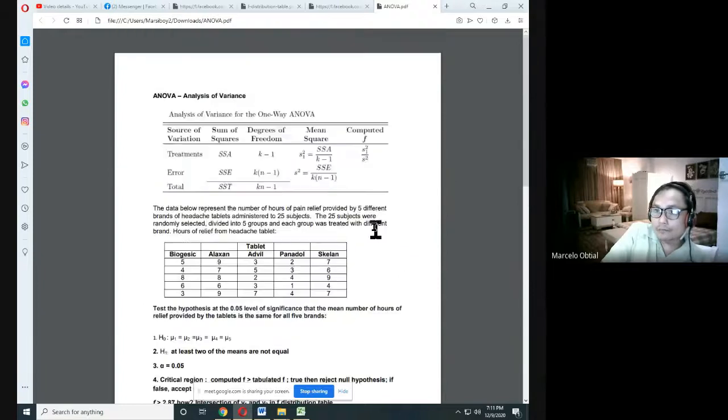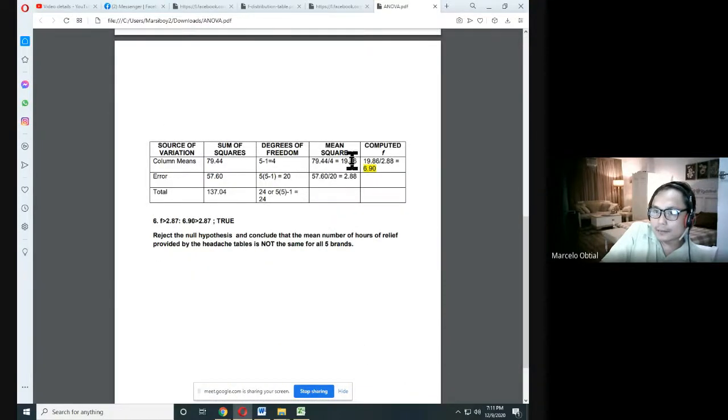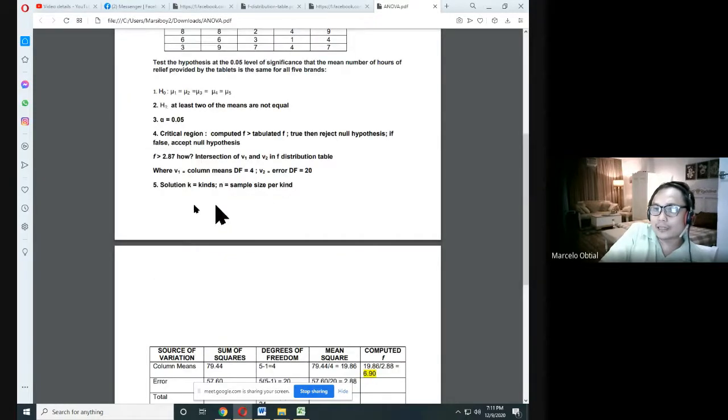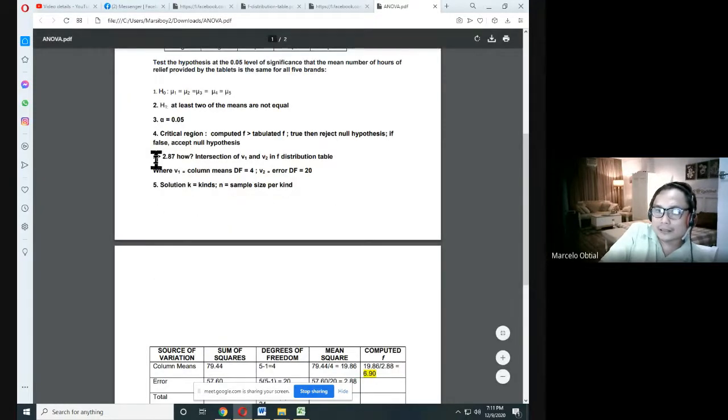And the last column, ito yung formula. Remember, kung anong value dito kanina, divide mo lang dito. So, that will be 19.86 divided by 2.88 will give you 6.9. So, meron na tayong computed F. So, pwede na tayong bumalik doon sa ating critical value. Wala tayong drawing dito, pero may nakalagay tayo dito. F is greater than 2.87. So, ilagyan natin ng value ito dito sa itaas, 6.9 greater than 2.87.